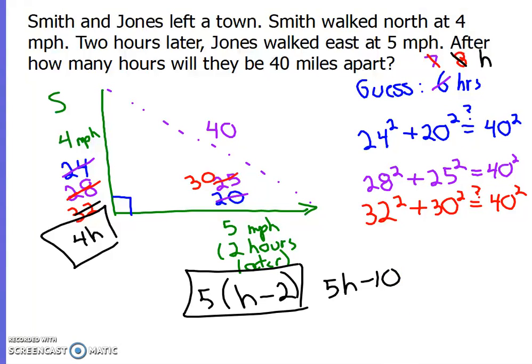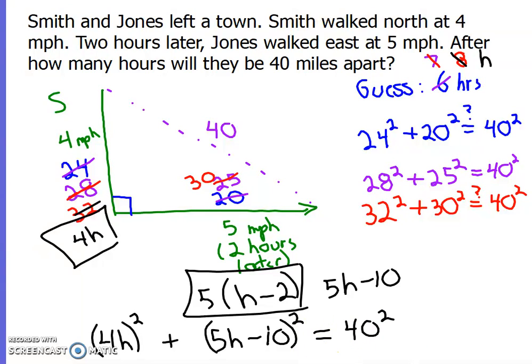Okay? And then what did we do to check and see if we were right? Well, each time up here, we took Smith's distance squared plus Jones's distance squared, and hopefully had it equal to 40 squared. So what we're going to do is write that same thing here. Here's Smith's distance squared. Here's Jones's distance squared. And we're trying to have that be equal to 40 squared. So this doesn't look like a quadratic equation yet, but it will soon. I'm going to copy that over here to the next page.